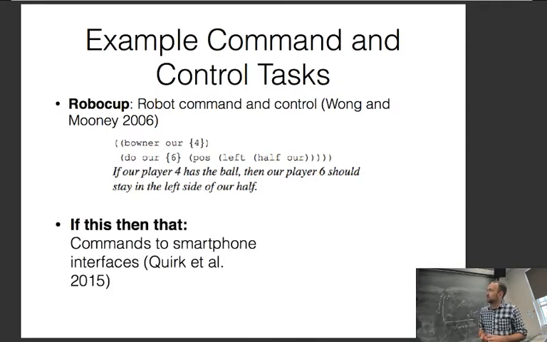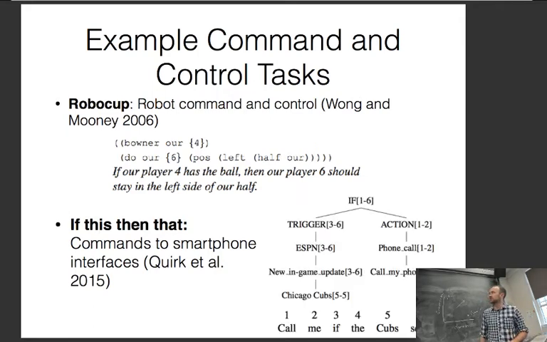There's also If This Then That. This is a much more modern version, and it's also more open domain. What it looks like is: call me if the Cubs score. So if there's a new in-game update from Chicago Cubs in your ESPN app, then the action is phone call my phone, or something like this. This is a diehard Cubs fan, I guess, because I don't want a phone call every time the Cubs score. But hey, this is actually kind of interesting.